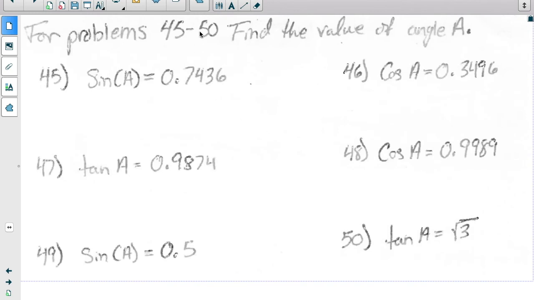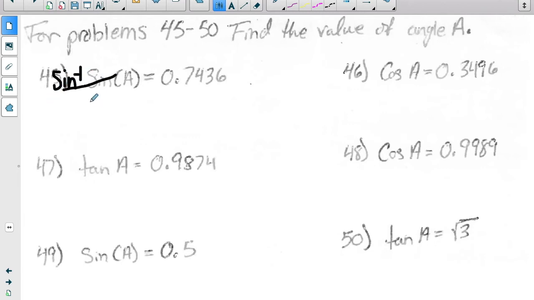Okay. 44 through 50. So if we want to find the value of A, our angle, we've got to get it out of sine, cosine, or tangent. Now the way to undo sine, cosine, or tangent is with its inverse. So sine inverse of sine of A, these would simplify, leaving us with A by itself. And this here would be equal to sine inverse of our angle.